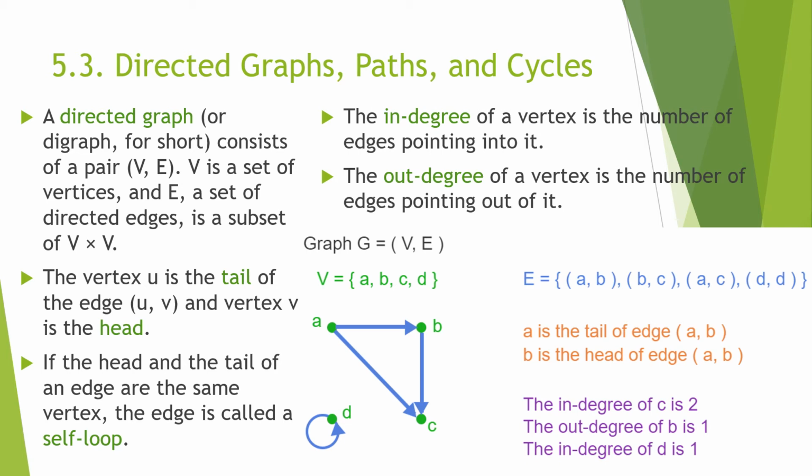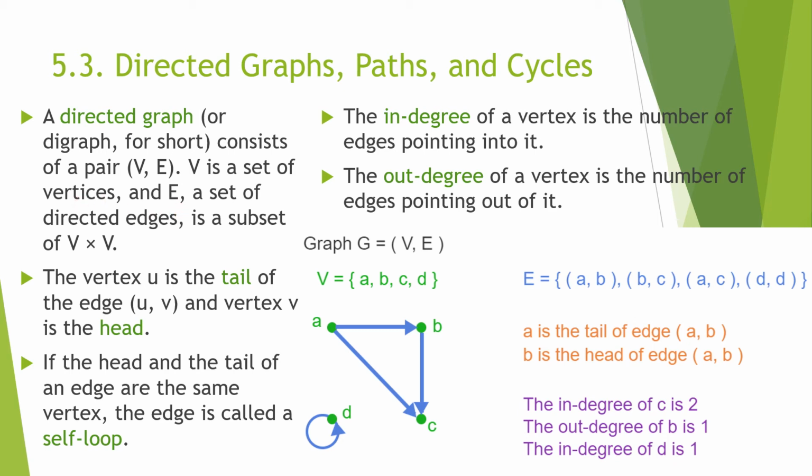So what is a digraph? A digraph or a directed graph consists of a pair of two sets V and E. The set that we represented by capital V is the set of vertices, a set containing a number of vertices. Every element in that set is called one vertex for the digraph.